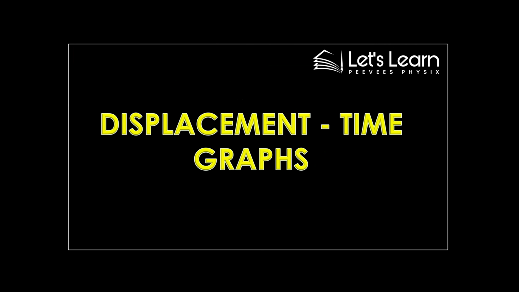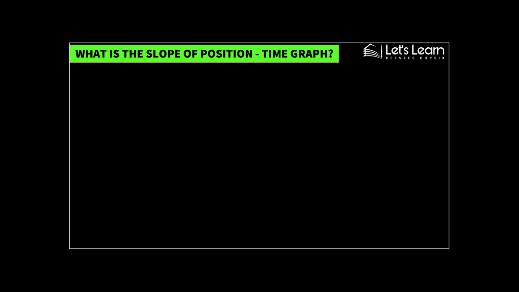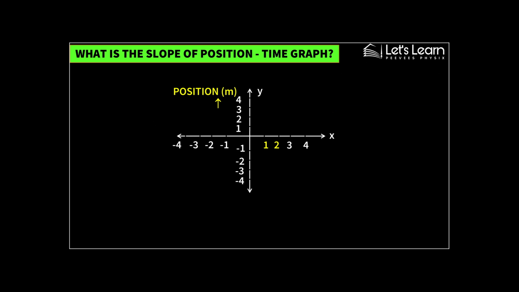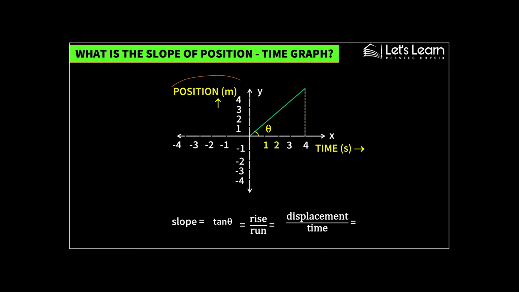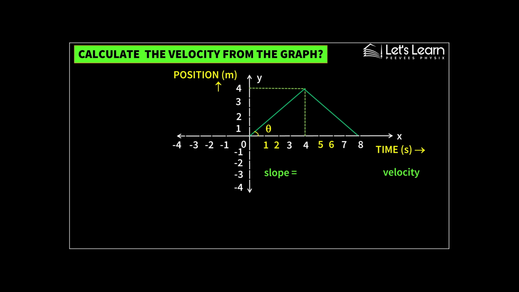Now, moving on to another graph, displacement time graph. Slope of displacement time graph means displacement divided by time. On y-axis position and on x-axis time. As I said before, slope means rise over run, which is change in position, which is displacement, divided by run, which is time, and we know displacement divided by time gives you velocity. So slope of position time graph means displacement divided by time, velocity. Now, let's do a question.